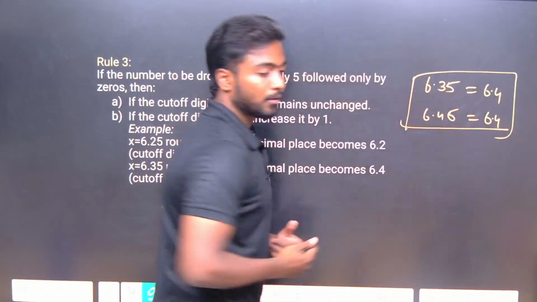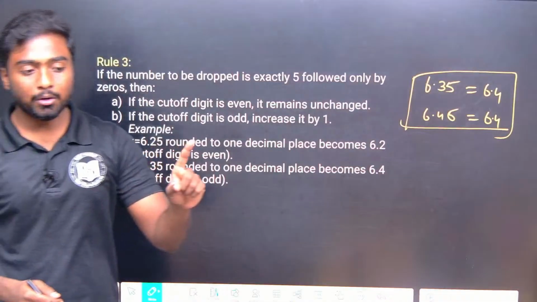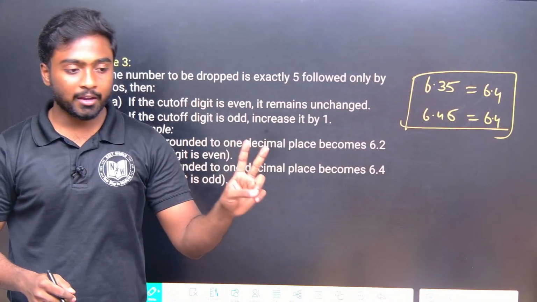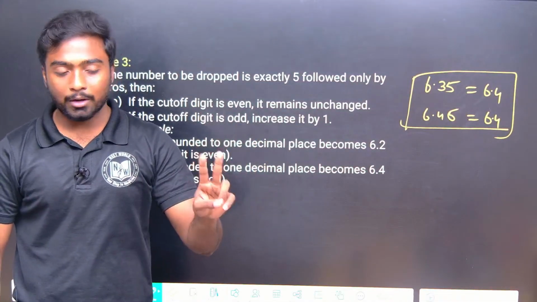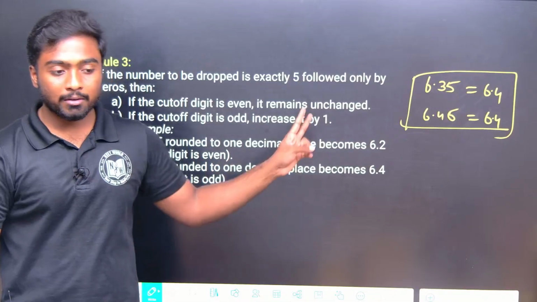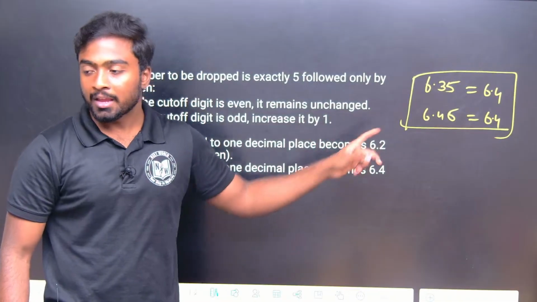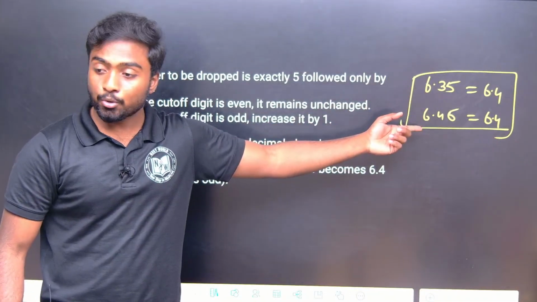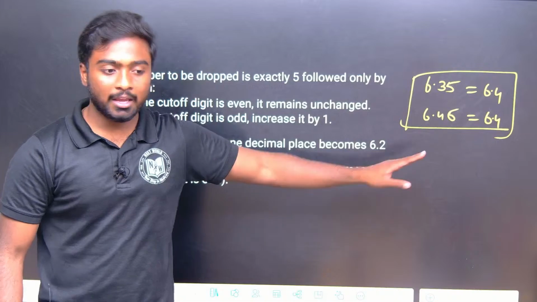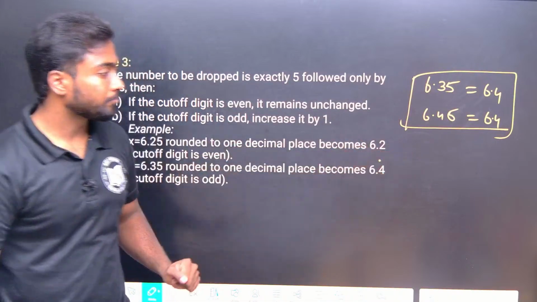This is my rounding of rules. First rule, less than 5, leave as it is. Second rule, greater than 5, add 1 to the previous number. Third rule, equal to 5, see the previous number, whether it is odd or even. If it is odd, increase by 1, I need to change to even. If it is even, keep as it is. Okay?